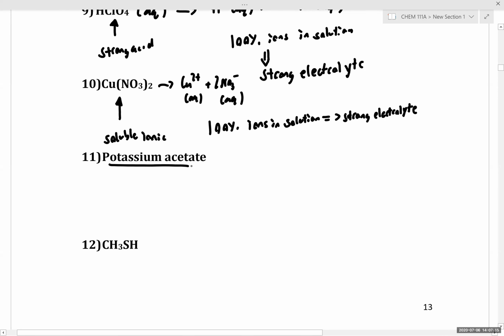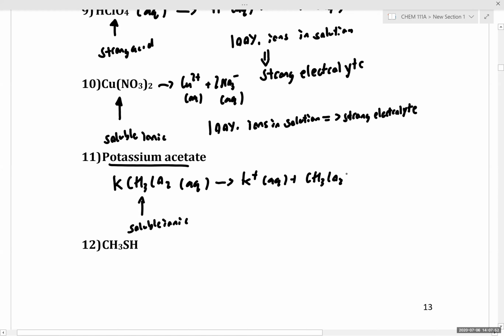Okay, let's do a few more. Potassium acetate, which is of the formula KCH3CO2. What type of compound is potassium acetate? Is it soluble or insoluble? It's soluble, yep. It's a soluble ionic compound. So it would get an aqueous symbol, and this soluble ionic compound will break down into its component ions in solution. So as we have 100% ions in solution, we'd call potassium acetate a strong electrolyte.